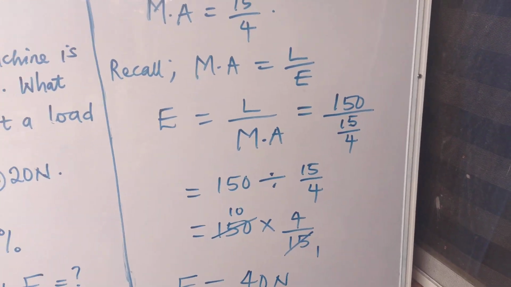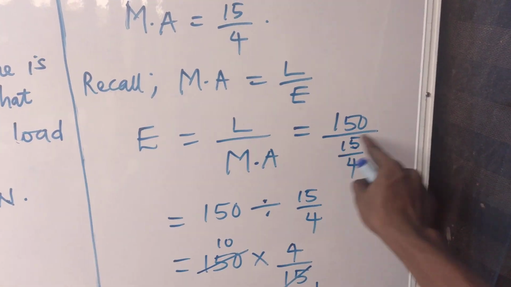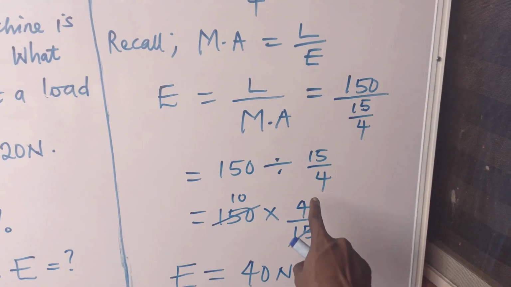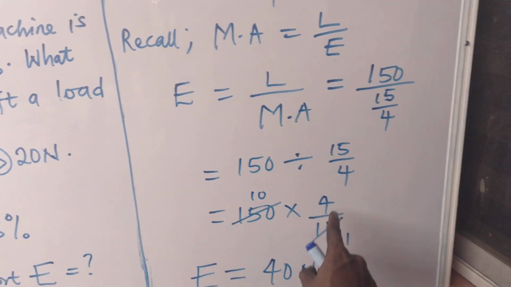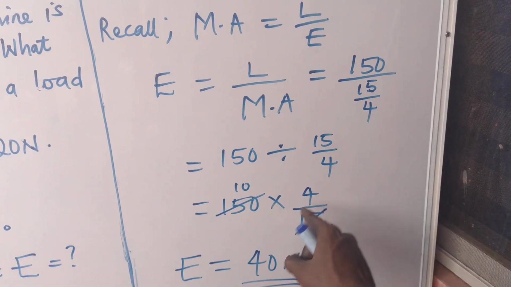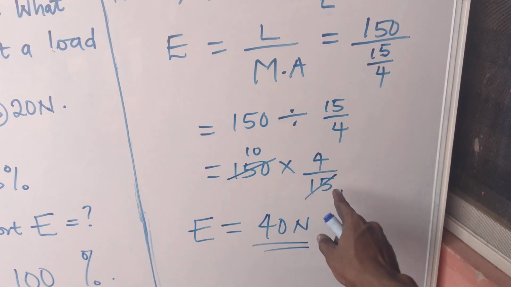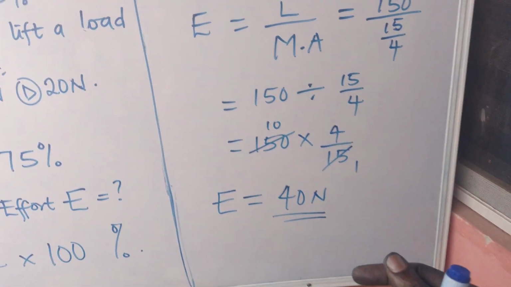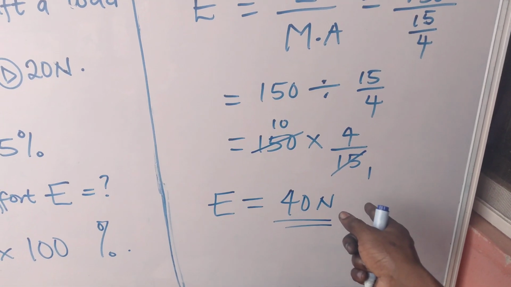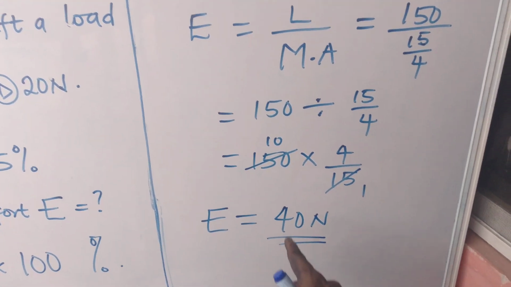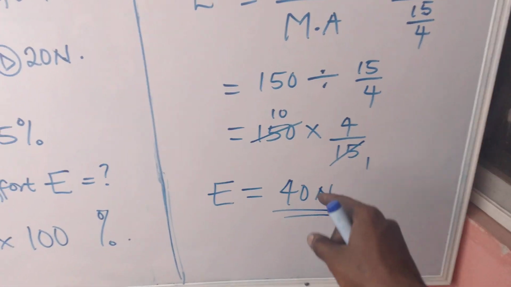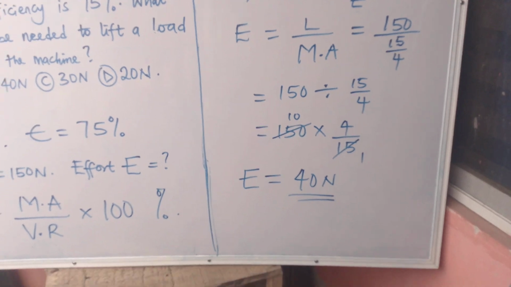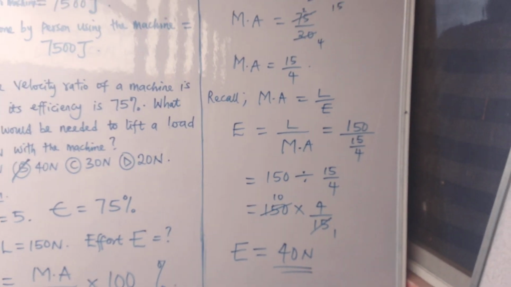You have this. Now that will be 150, this line is the symbol for division, divided by 15 over 4. If I change division to multiplication, I'll have to invert this. This will go up, this will come down. That is times 4 over 15. Then finally, I'll have 40 Newton. 15 going into 15 is 1, 15 into 150 is 10, and 10 times 4 is 40. That's the effort. The effort is 40 Newton.